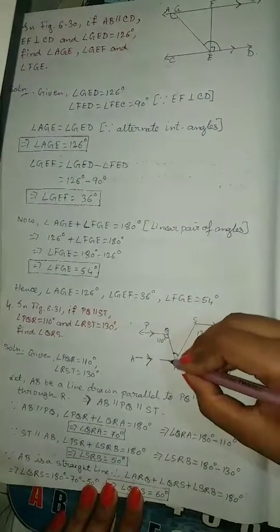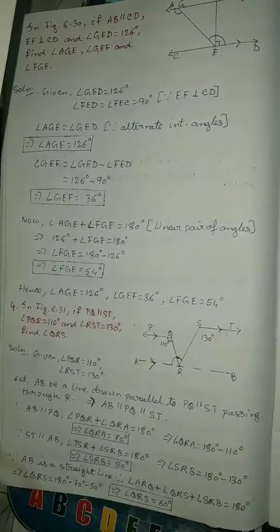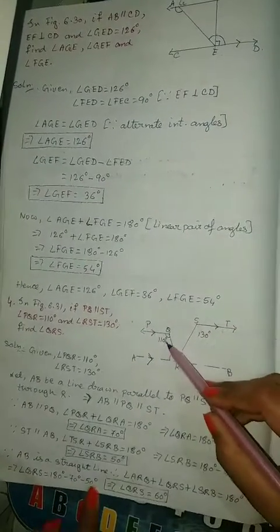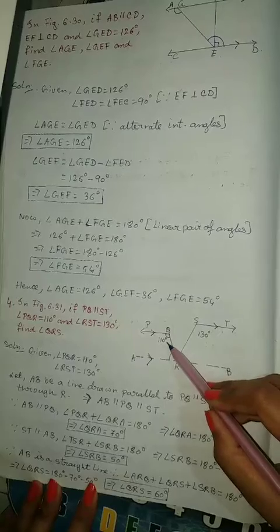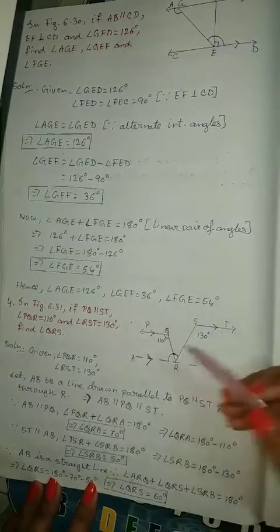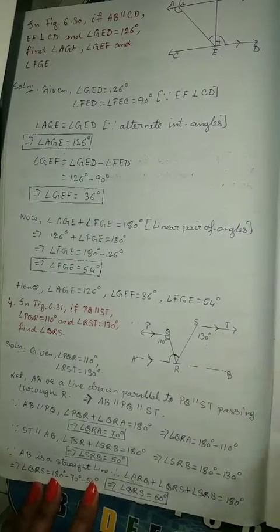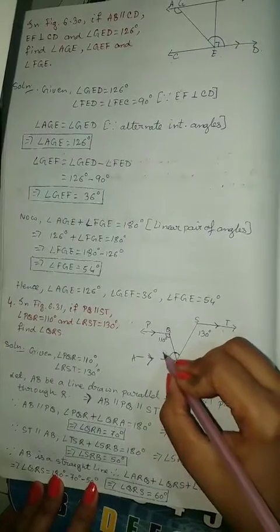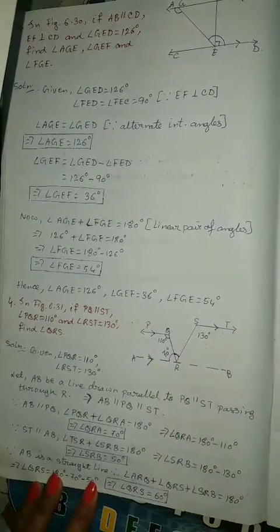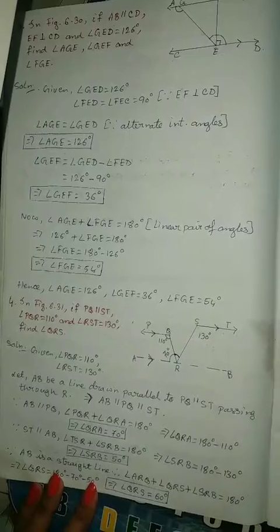Since AB is parallel to PQ, can we write that the sum of these two angles will be 180, right? Sum of these two will be 180. If this is 110, it will become how much? It will become 70 degrees, right? If we just subtract 110 from the sum of 180.